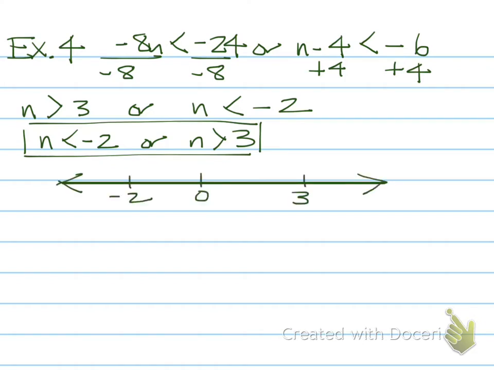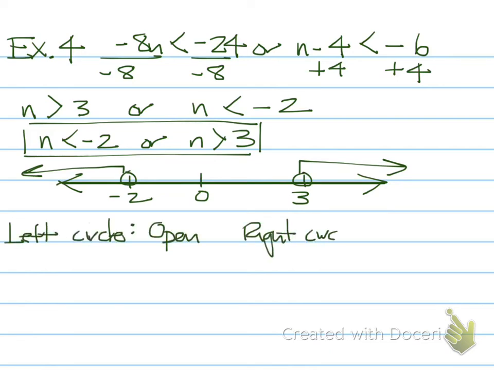If you graph those, n is less than -2 looks like this. n is greater than 3 looks like this. The left circle is open. The right circle is also open. And the arrows are pointing away from each other.